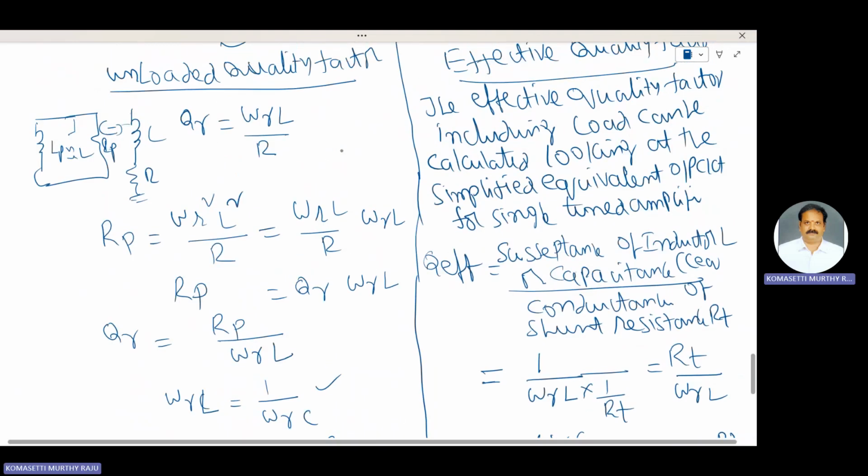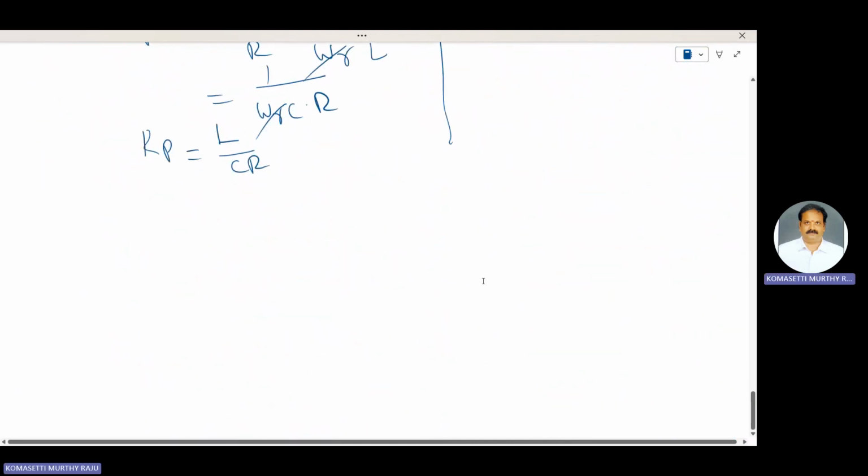This one is the unloaded quality factor. This one is the effective quality factor.